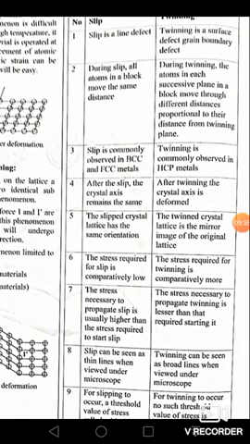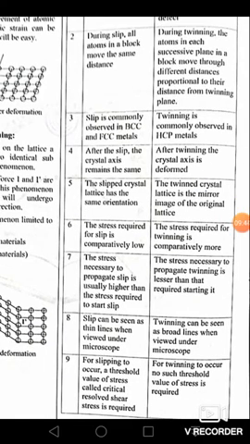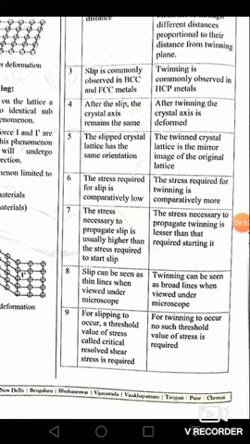Now after the slip, the crystal axis remains the same, whereas after the twinning, the crystal axis gets deformed. The slipped crystal lattice has the same orientation, but the twinned crystal lattice is the mirror image of the original lattice. So in the earlier diagram we have seen that the stress required for slip is comparatively low, whereas the stress required for twinning is comparatively more.